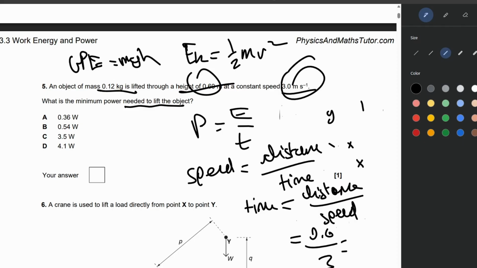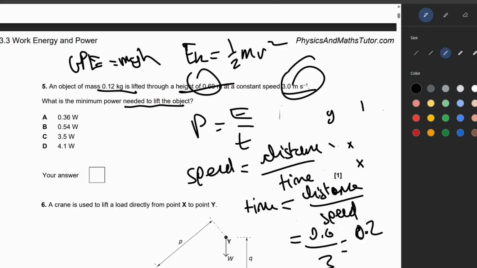0.2. Time is 0.2 seconds. Wow. 0.2 seconds for it to reach a height of 0.60 meters. Does that make sense? You tell me. 0.2 seconds, that's very small. But it's only 60 centimeters, it's not that much, and it's 3 meters per second. Okay, it's not that ridiculous. 0.6 divided by 3 is 0.2.